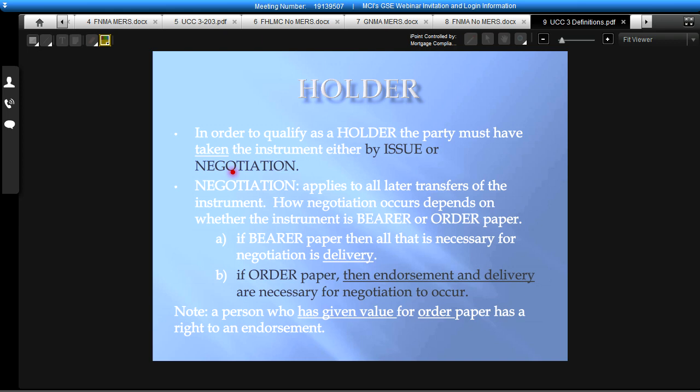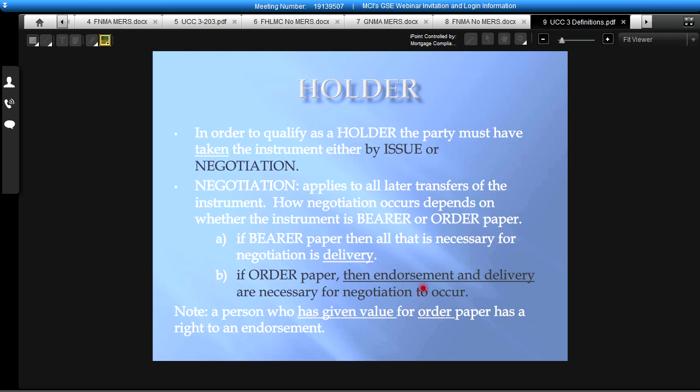Negotiation applies to all later transfers of the instrument. How negotiation occurs depends on whether the instrument is bearer or order paper. If bearer paper, then all that is necessary for negotiation is delivery. If order paper, then endorsement and delivery are necessary for negotiation to occur. Note, a person who has given value for order paper has a right to an endorsement. Again, if order paper, then endorsement and delivery are necessary for negotiation to occur.